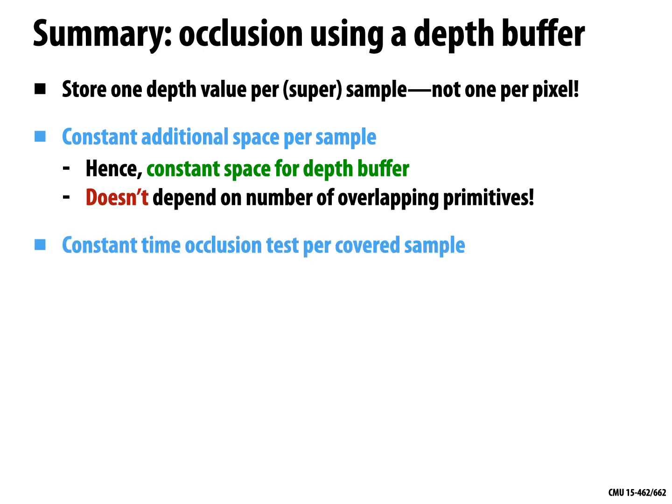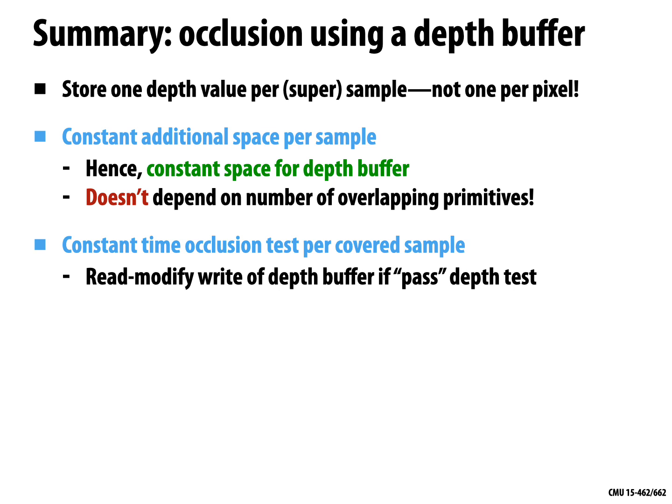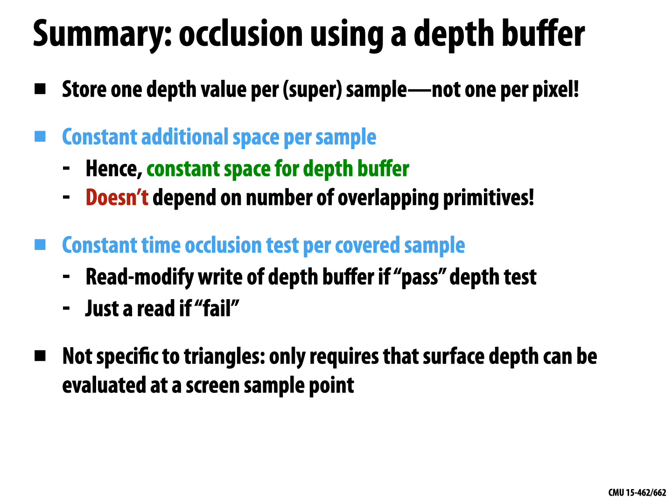We're also adding something that only takes constant time to do an occlusion test per sample, right? We just read from the depth buffer, we do a little check. We might modify it and write back a new value. Or if the depth check fails, we just read. We're not going to sort a bunch of depth values. We don't have a list of values that we look at. Really, really simple.